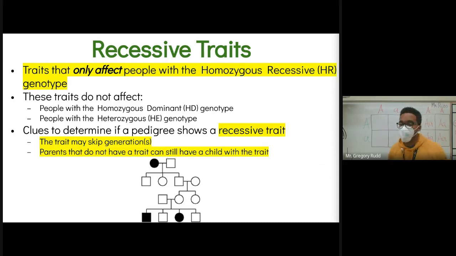So over here, we've got two parents. Both of them are heterozygous. That means that if this is a recessive trait, neither of them has the trait. But take a look at this. Because they both have one recessive allele, one lowercase a, that they can pass on, it is possible for them to have a child who does have the trait. Okay, that's what's special about recessive traits.